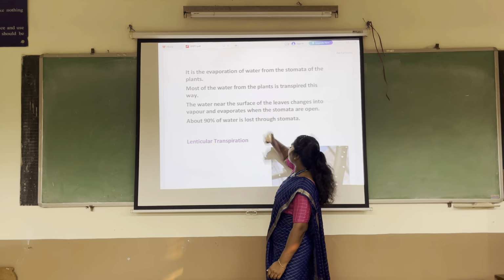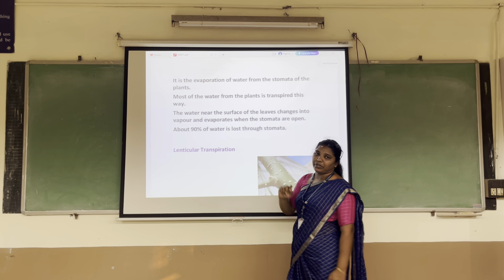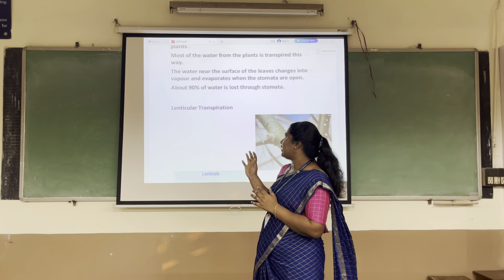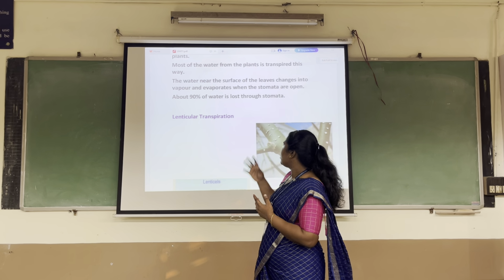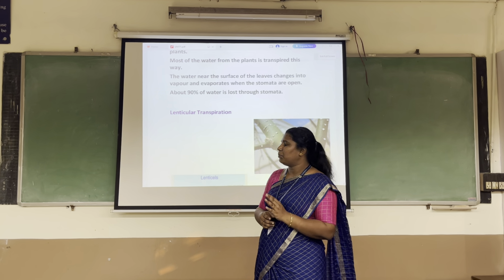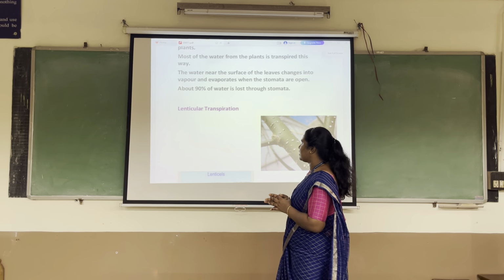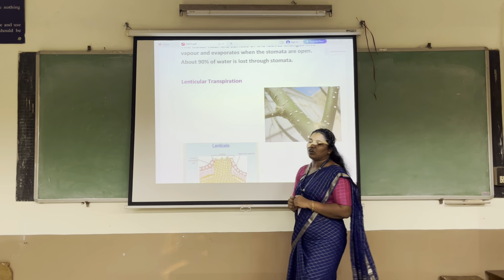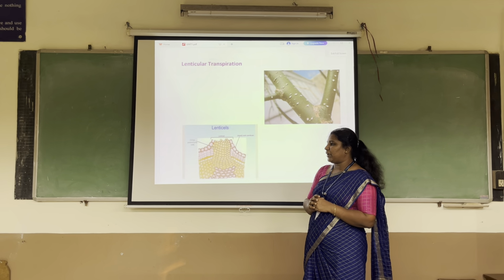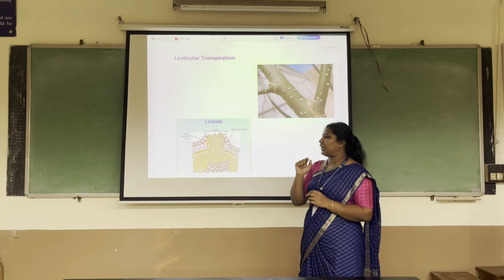The water near the surface of the leaves changes into vapor and evaporates when the stomata are open. Not always will the stomata be open, but sometimes they open, that is during daytime. During this time the water does not get evaporated in the form of water, but turns into vapors and escapes from the stomatal cells. About 90% of water is lost through the stomata in this manner. So transpiration of water from the plant is performed by stomata in major amounts, about 90%.